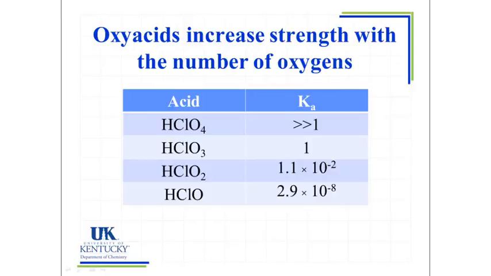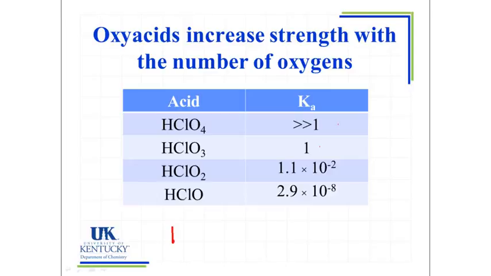Now we can look at what happens when I increase the number of oxygens. Oxyacids increase strength with the number of oxygens. Perchloric, or HClO4, is one of our 6 strong acids that we've memorized. We know that that is a strong acid, so its Ka value will be much, much greater than 1. When I look at HClO3, we have a Ka value of approximately 1. For HClO2, 1.1 times 10 to the minus 2, and HClO, only 2.9 times 10 to the minus 8, a much weaker acid.